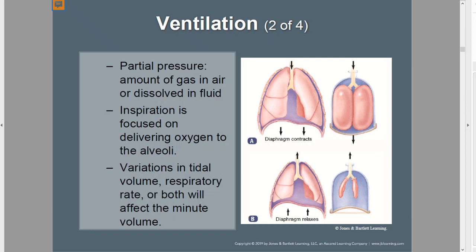And then I want you to look at dead space, the portion of the tidal volume that does not reach the alveoli and thus does not participate in gas exchange. So that's the amount of air that's going to be lost between you inspiring and that air coming into the oropharynx. Some of that's getting caught there, some of it's going to get lost in the trachea, and some in the bronchioles. When we inhale a certain amount of air, it's not all going to get to the alveoli.